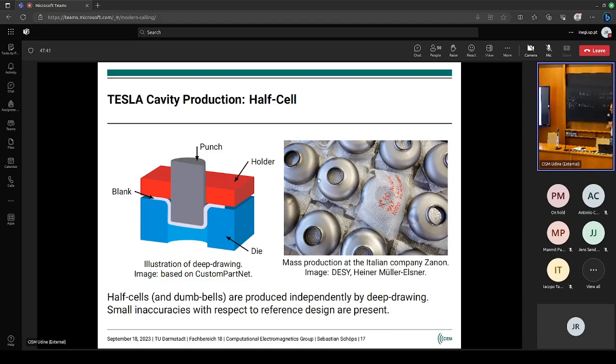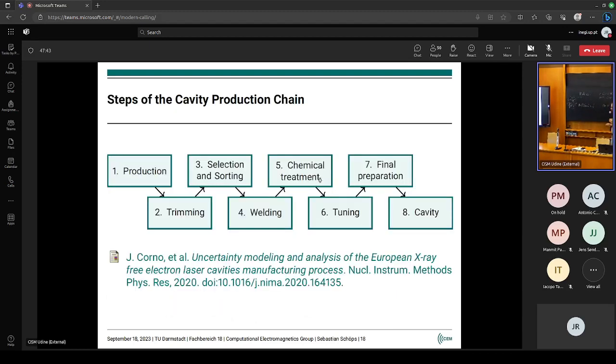And then those are connected to each other. And then the whole production process works like this. So this is done. It's welded to each other. First step. Then there are many different steps. So there's a trimming process.